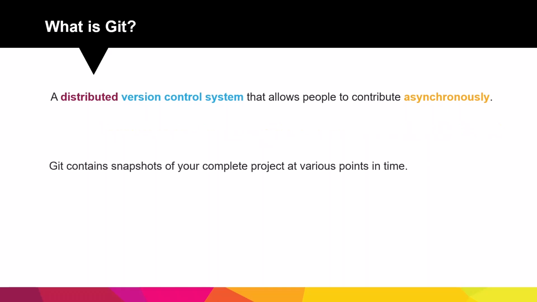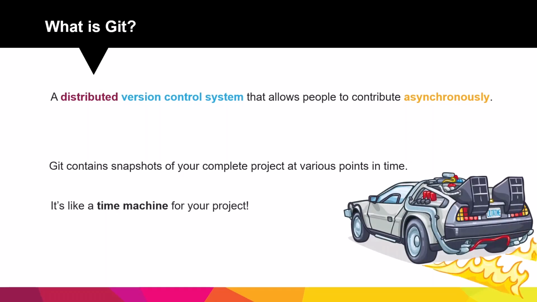Git can contain snapshots of your complete project at various points in time. You could kind of think of it as being a little bit like a time machine for your project. Yeah, that makes it sound like it's even cooler than it really is, but that's really what it does. You can go back in time to see the way your project used to look, or you can visit parallel timelines. It's just cool like that.